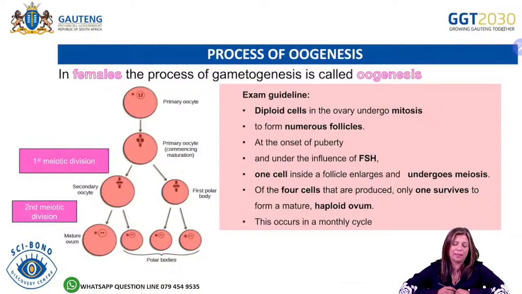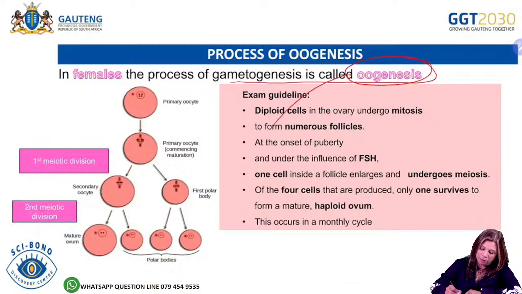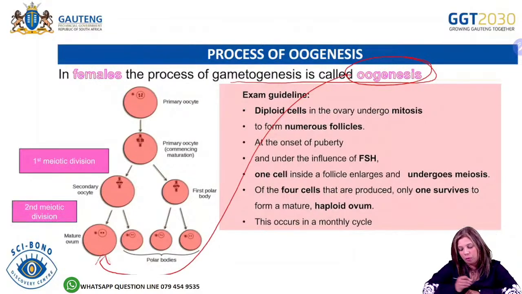So now we're going to discuss the process of oogenesis. Okay? Now, oogenesis, like the name says, in females, the process of gametogenesis is called oogenesis. So, oogenesis, obviously, we know that at the end of it all, we're going to have an ovum being formed. Okay? So, this is what happens.